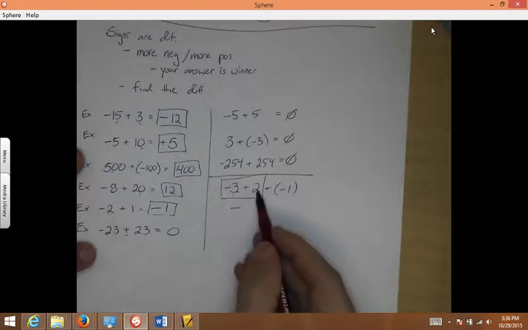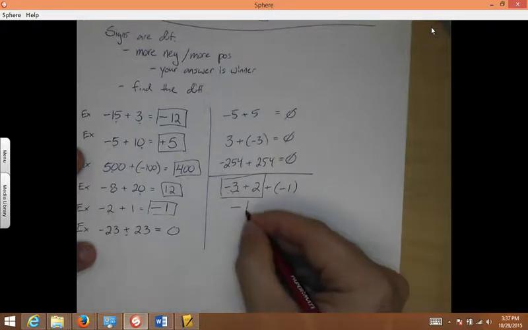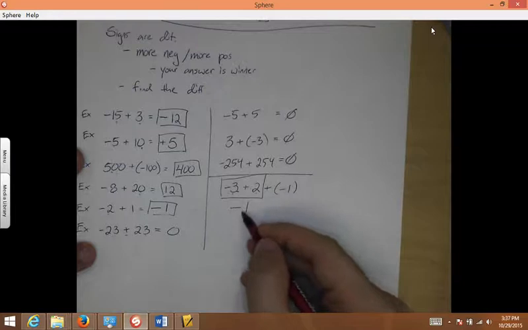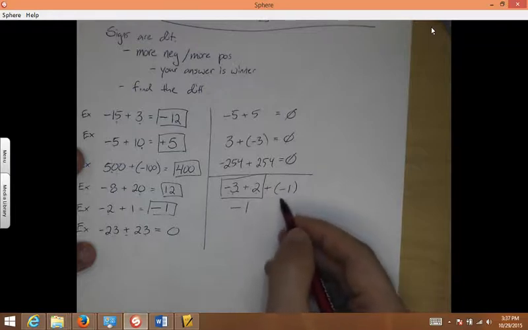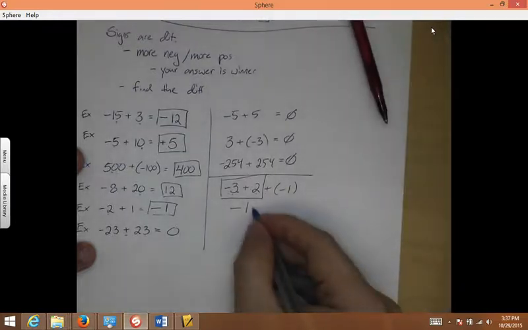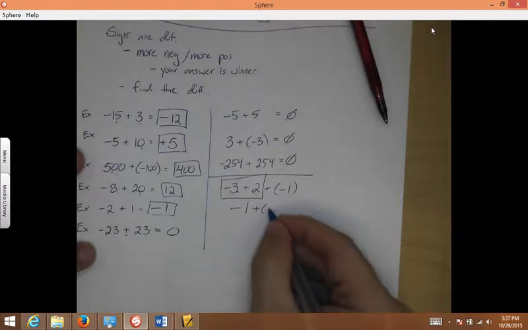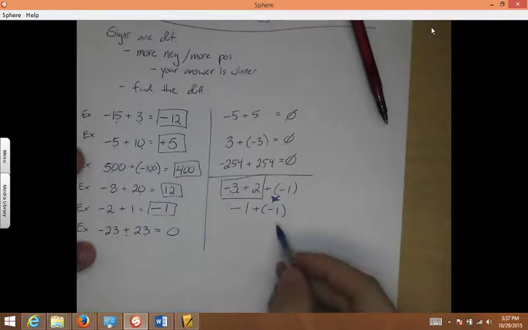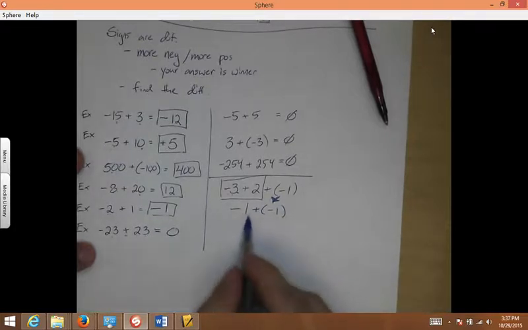What's the difference between 3 and 2? Well, 3 minus 2 is 1. So my answer to this stuff in the box is negative 1. But I'm not done. I got this other stuff here. So I'm just going to copy that down to bring it right down. All I did was I just moved this stuff down.